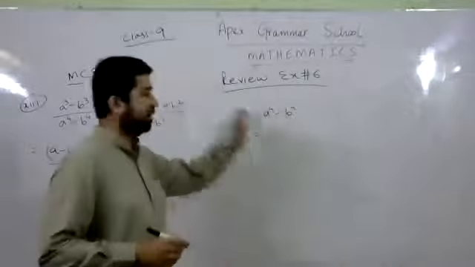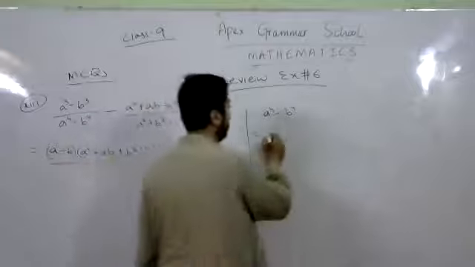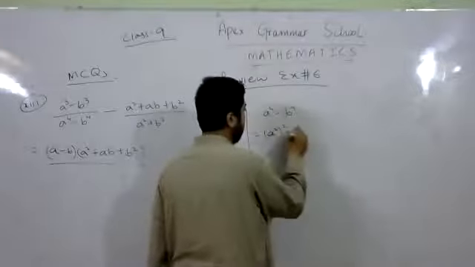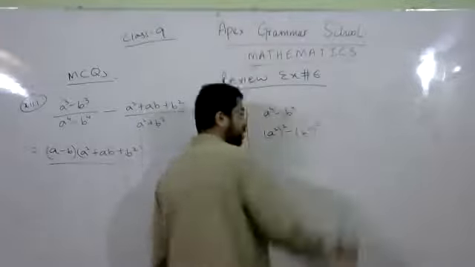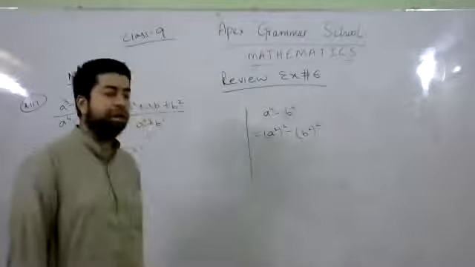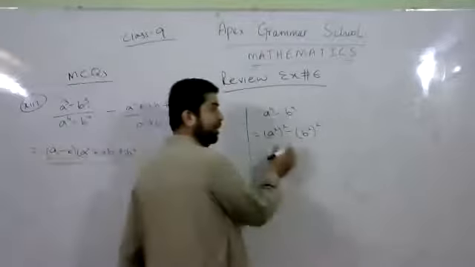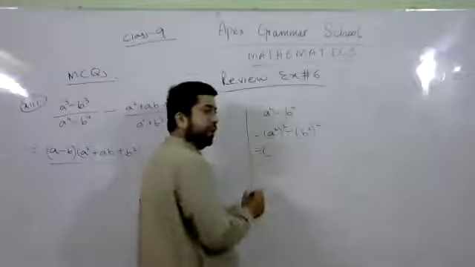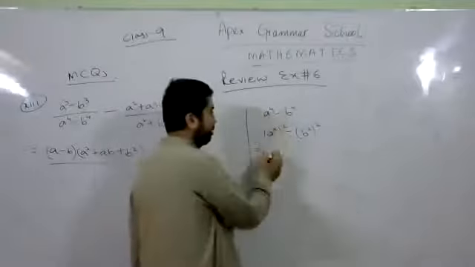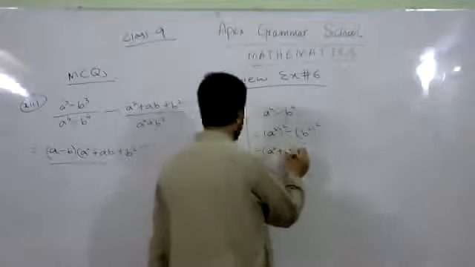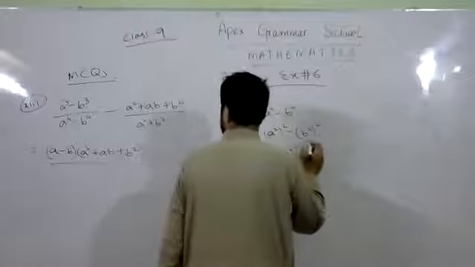You need to write it as the type of formula (a square) square minus (b square) square. This is of the type of formula a square minus b square. So open it as (a plus b) into (a minus b). So this becomes (a square plus b square) into (a square minus b square).